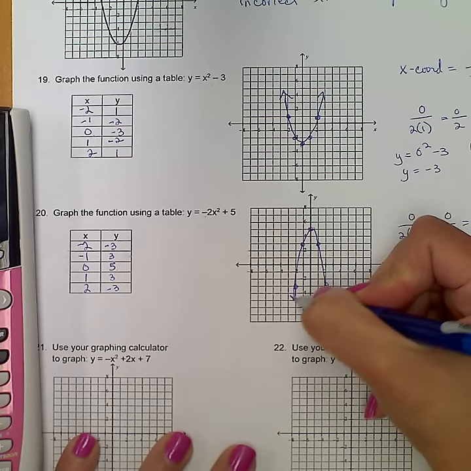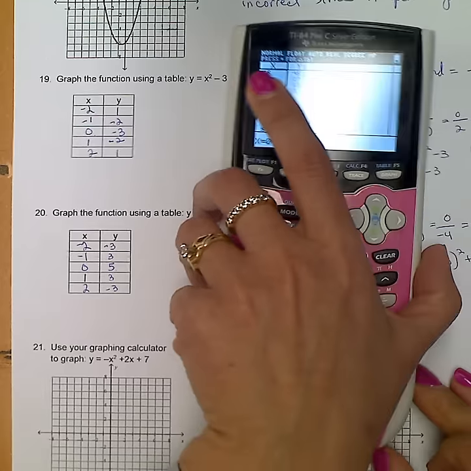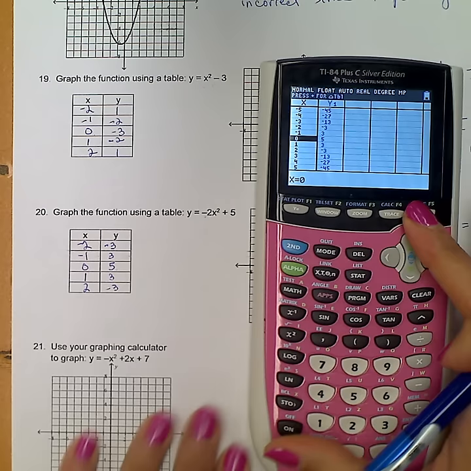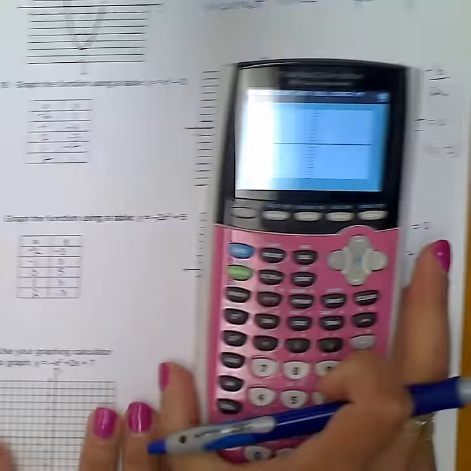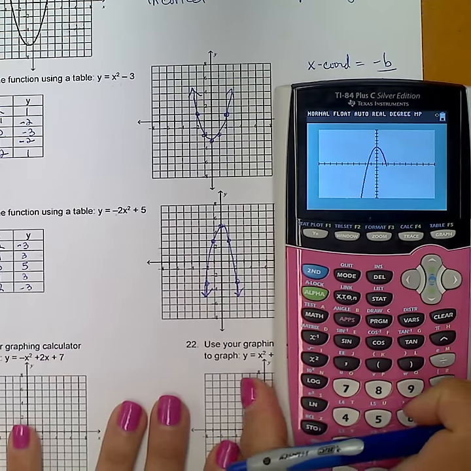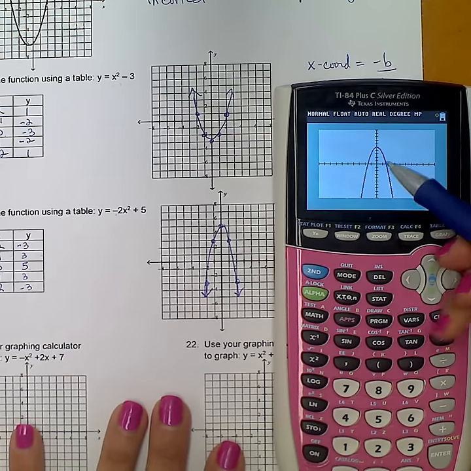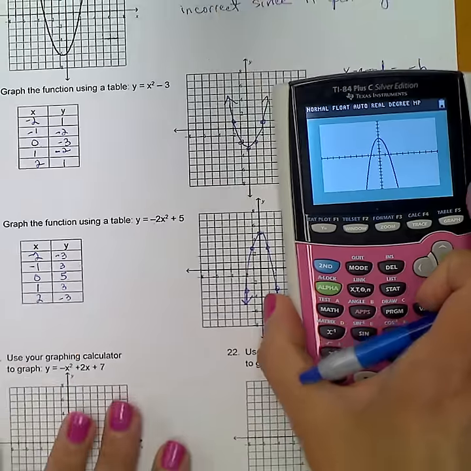And then we can double check if you'd like. So hit graph, put those side by side, and that looks good. And you can tell my vertex, if you count, is up at 0, 5. All right, so 2 more.